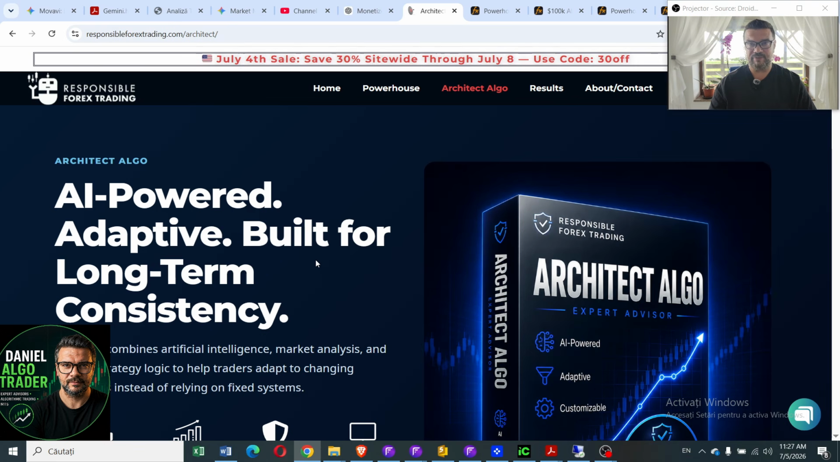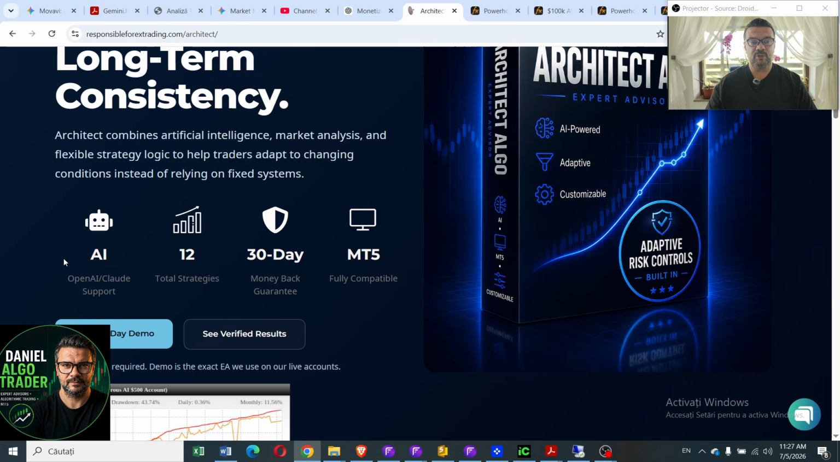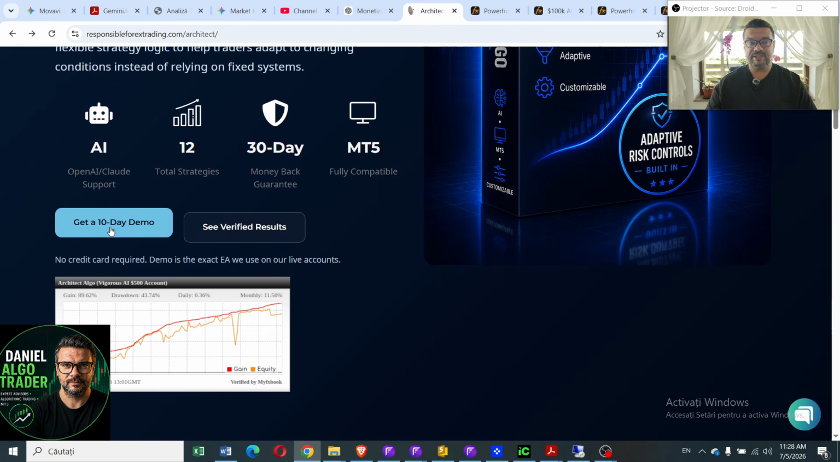It also has a sentiment filter that analyzes the market real quick and gives great feedback to the AI before the AI makes the decision to actually open the trade or not. There are a lot of settings, and this AI is more for advanced traders. It uses OpenAI and Claude support, has 12 strategies, has a 30-day money back guarantee, and is fully compatible with MT5. You can also get a 10-day demo here.